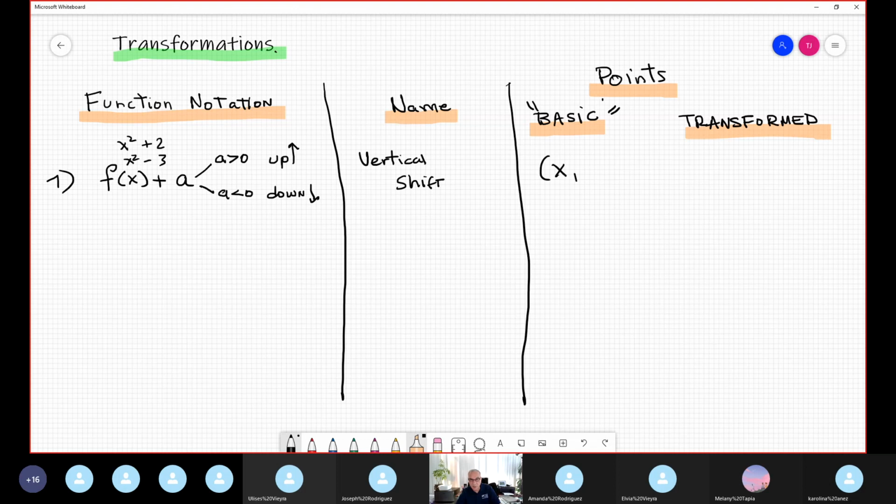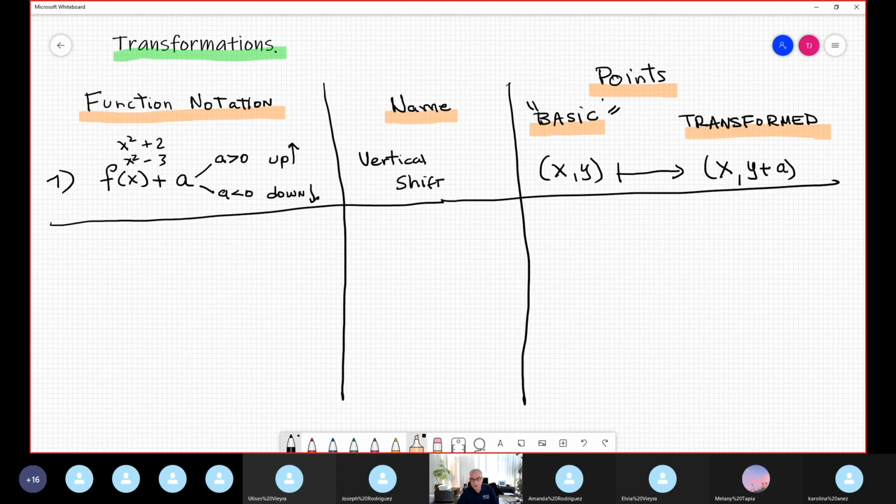Suppose you have x comma y, a completely arbitrary point in the basic, and this is transformed. Let me use that symbol. It's equivalent to say a point like x comma y plus a. So in the vertical shift, the only thing that happens is the y value is increasing or decreasing, depending on the sign of this. So my function is going up or going down.